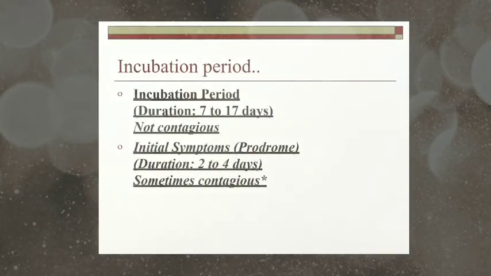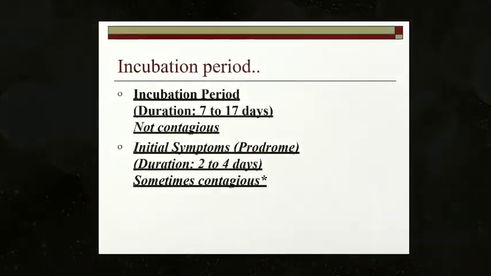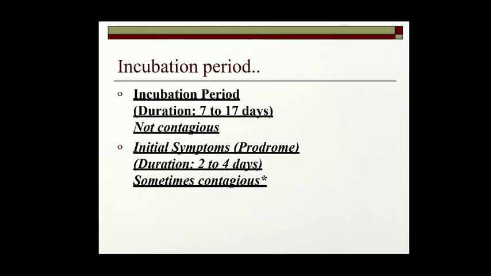Incubation period. The incubation period is the period in which the organism has entered into the body and starts developing itself and maturing itself in your body. It will gain the capacity to infect. The incubation period of smallpox is usually 7 to 17 days, and during this period, it is not capable of transmitting the disease from one person to another.